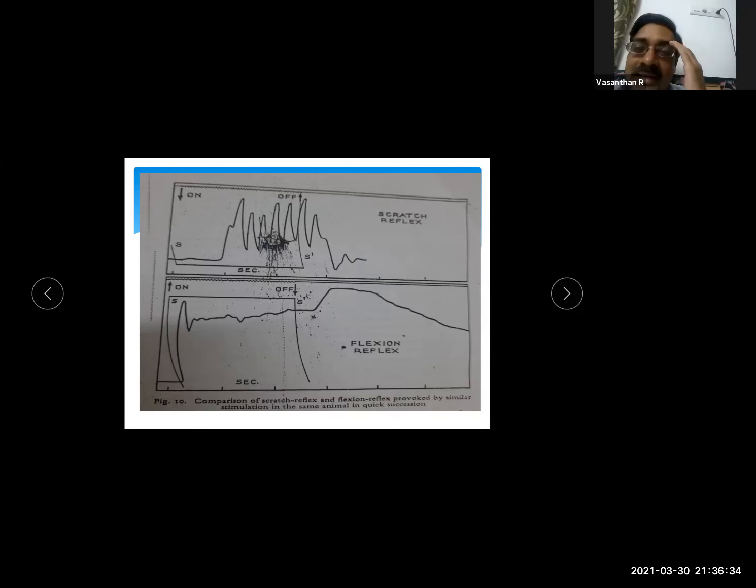But again, sir, it might be the intrinsic nature of this reflex, like the baseline nature of scratch and flexion reflex is like that only. Yeah, that's what Sherrington tells. Okay, right. It's a basic intrinsic nature. That seems to be the truth. Okay.